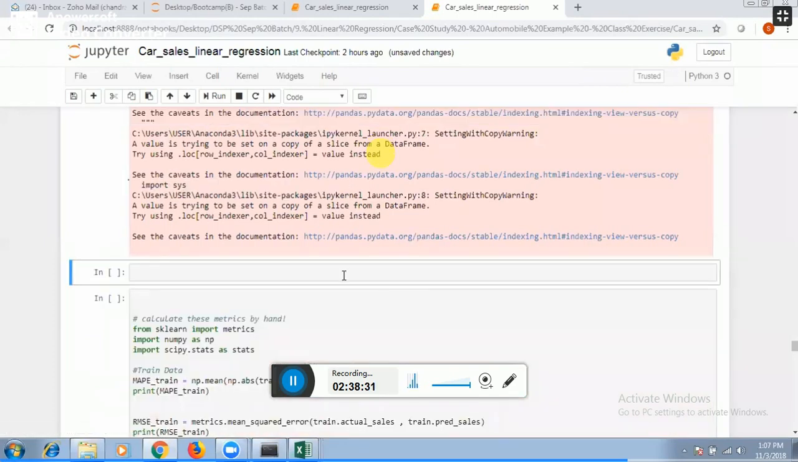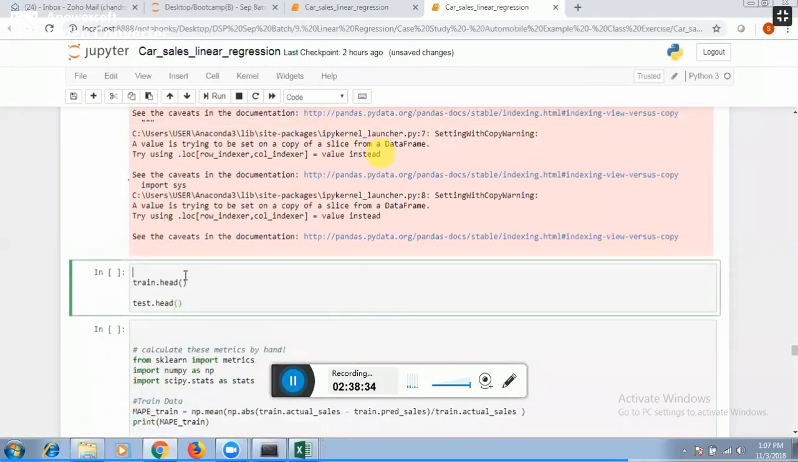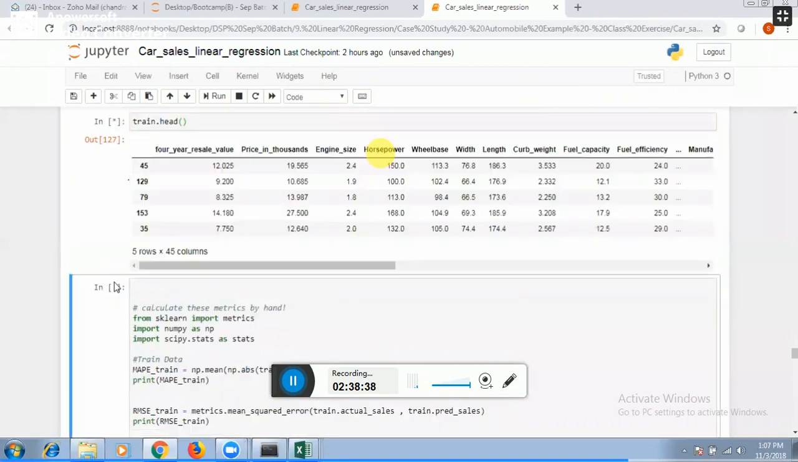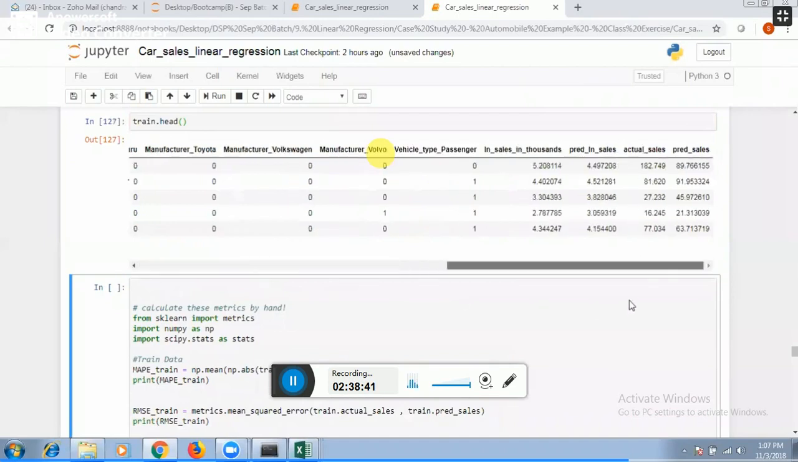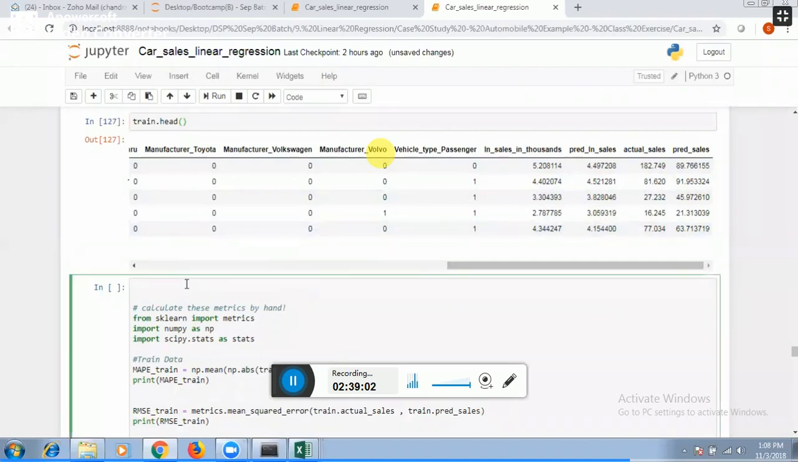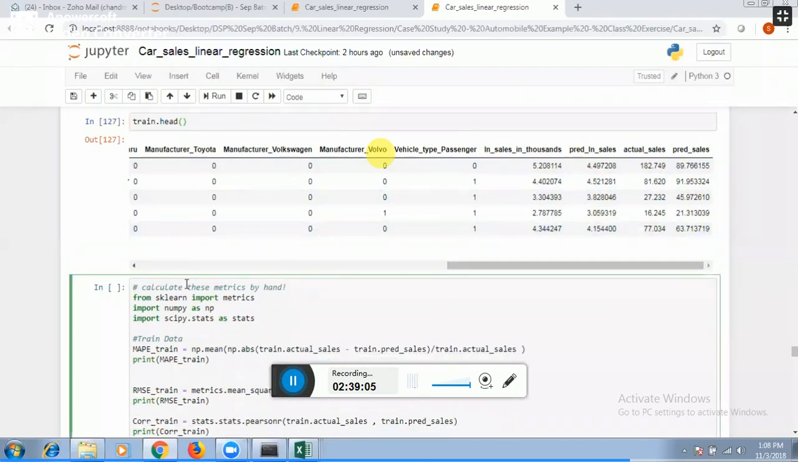Now suppose I look at the train data. Now you can see all my variables, and this is my log sales in 1000, that is my original log variable, and actual sales is the original sales in thousands, and the predicted log sales and predicted sales. You got it now? Yes or no?